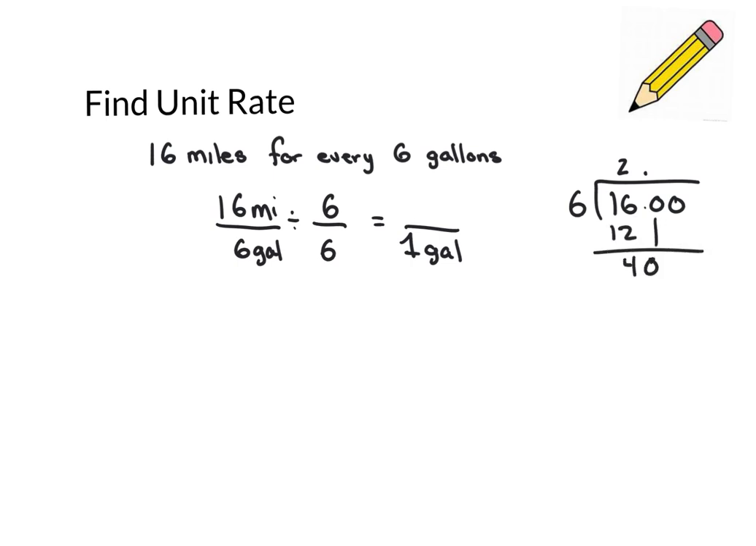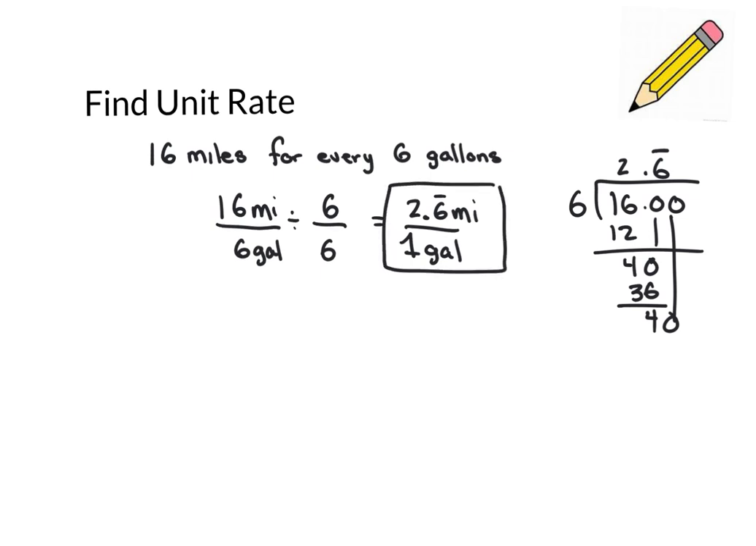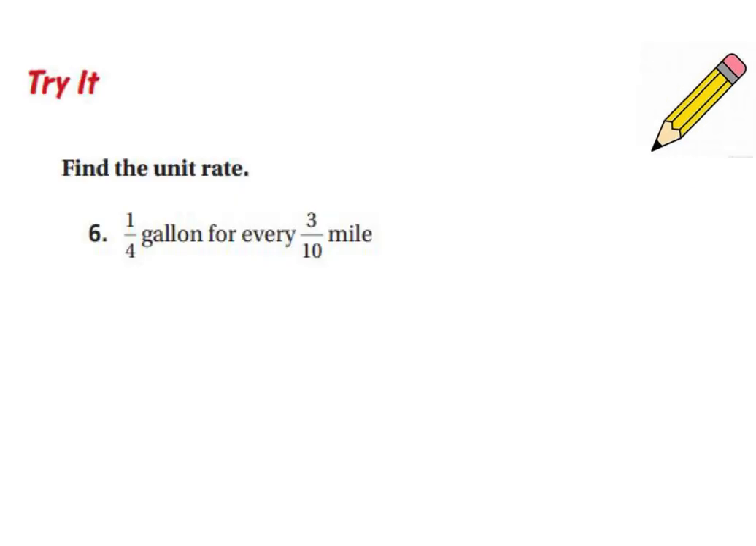6 goes into 40 6 times. So we have our repeating pattern. So we get 2.6 repeating miles per 1 gallon, and that is your unit rate, with unit rate meaning per 1.